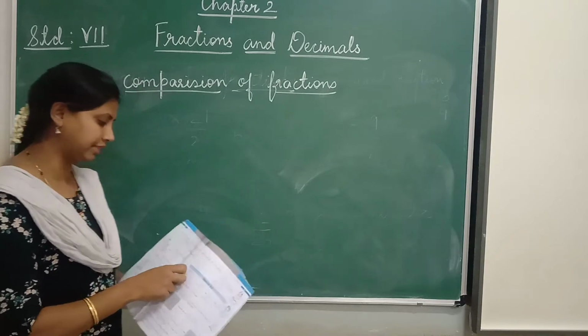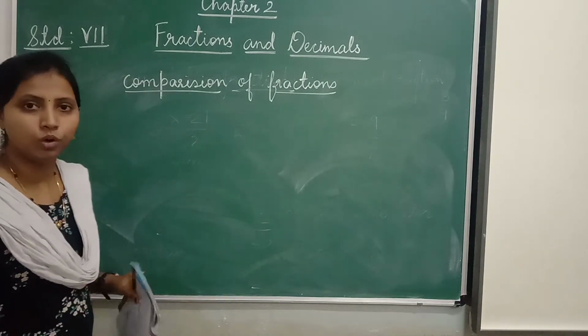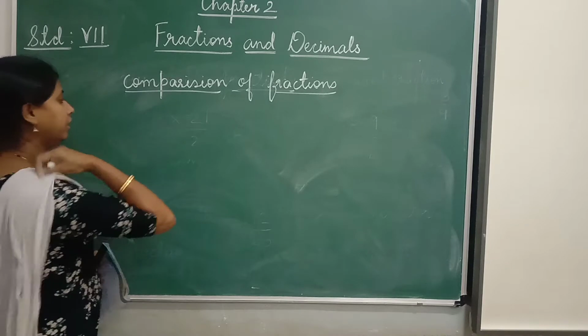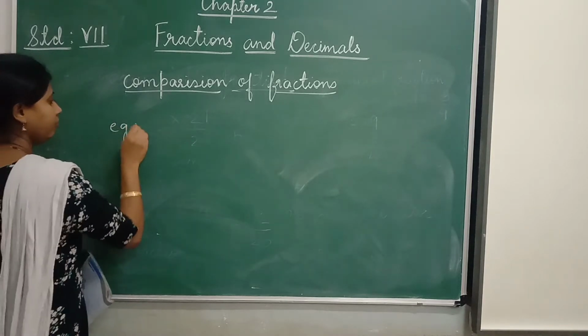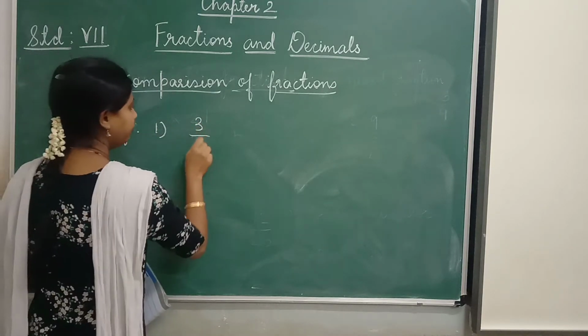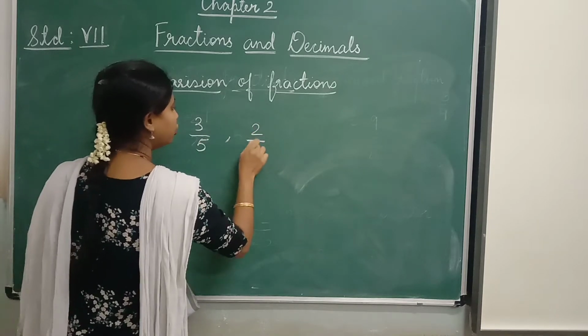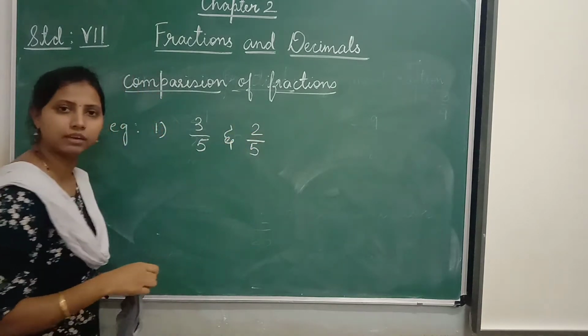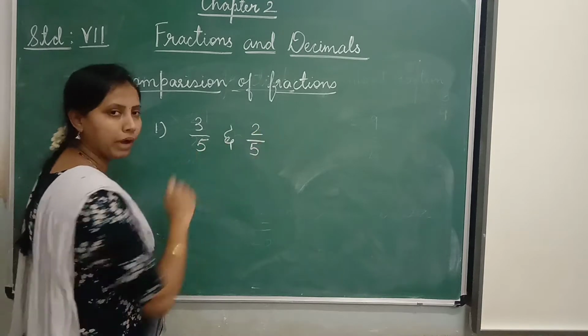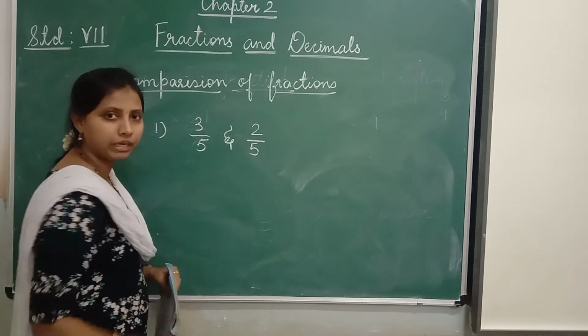So we will see now. For example, take two fractions: 3 by 5 and 2 by 5. Okay, these are the two fractions, 3 by 5, 2 by 5. Now which one is greater among these?